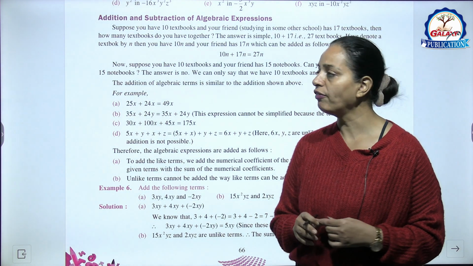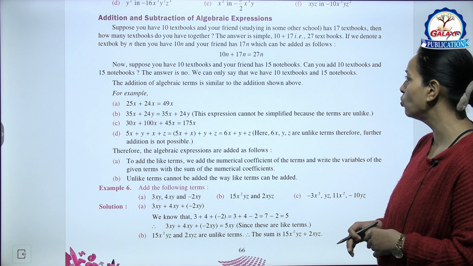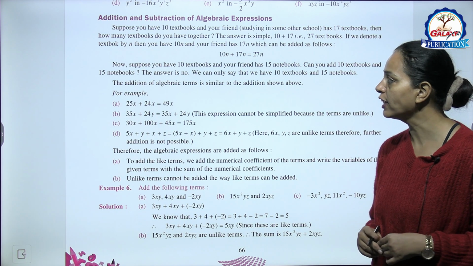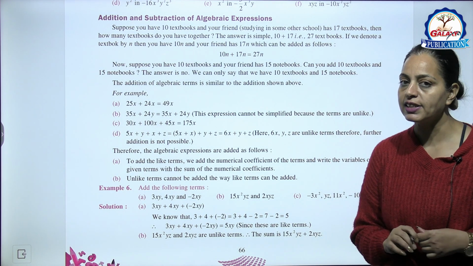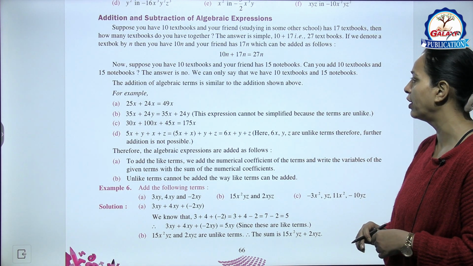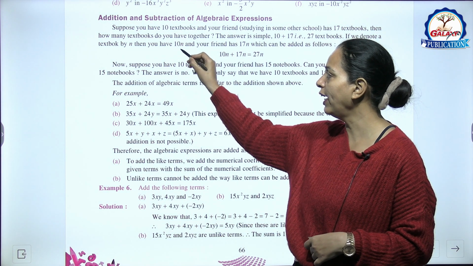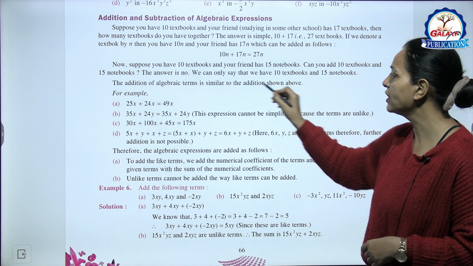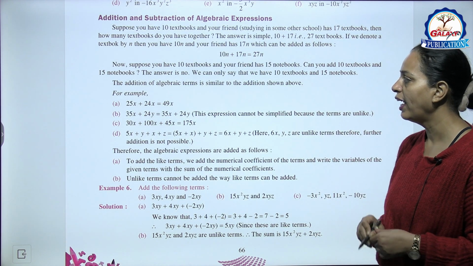Suppose you have 10 textbooks and your friend studying in some other school has 17 textbooks. So then how many textbooks do you have together? The answer is simple, 10 plus 17, that is 27. If we denote a textbook by n, then you have 10n and your friend has 17n. So then the total is 10n plus 17n equals 27n.